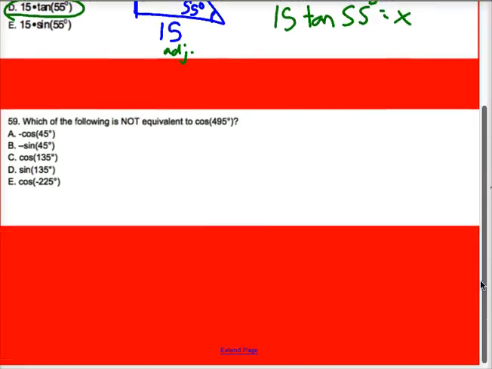All right, for our next one, which of the following is not equivalent to the cosine of 495 degrees? So here, the first property I want to recall with you is that seems like a really large angle, doesn't it? 495 degrees. So I want you to remember that degrees are cyclic, right? If you remember the unit circle, you just keep going around. So what I want you to recall is that angle measure is the same thing as when you subtract 360 from it.